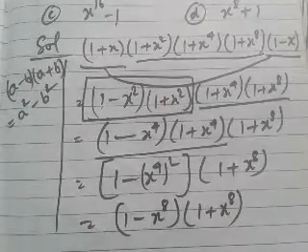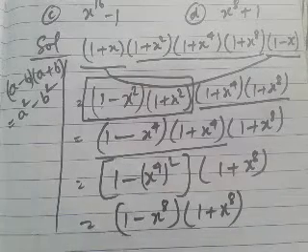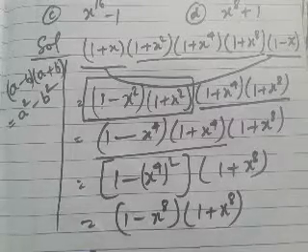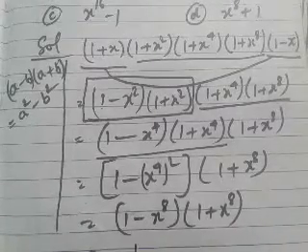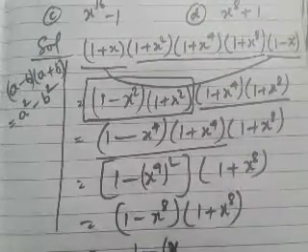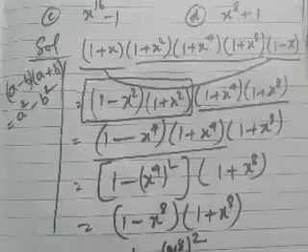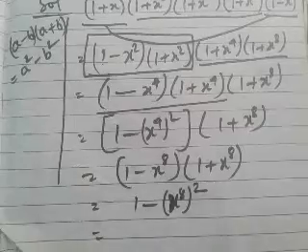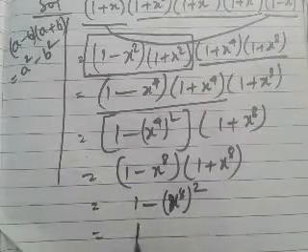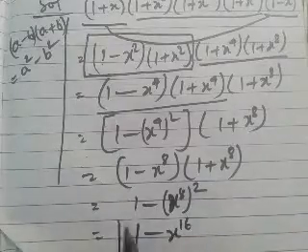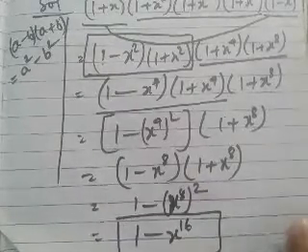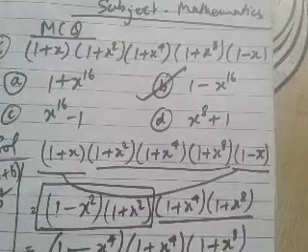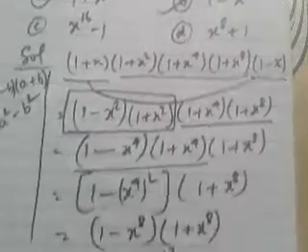Again we will see here a plus b and a minus b obtained in these two terms. So collectively we can write 1 minus x raised to the power 8 of power 2 by using this identity. If we solve this again in simple form, we can write 1 minus x to the power 16, and this is expressed in option B. So option B will be the correct answer for this question.